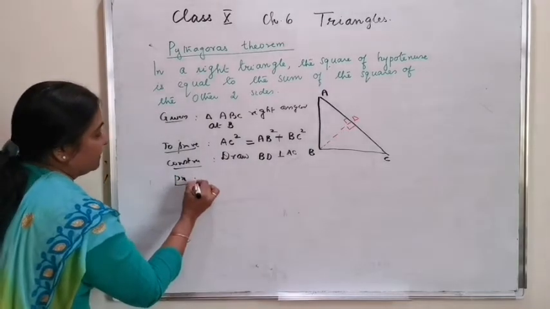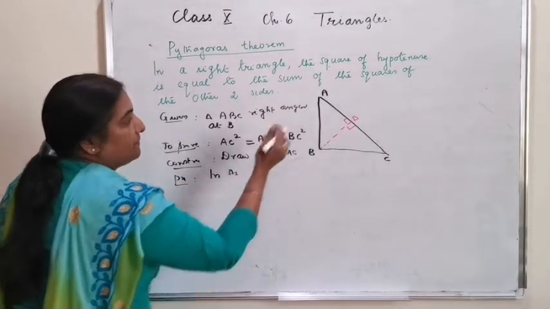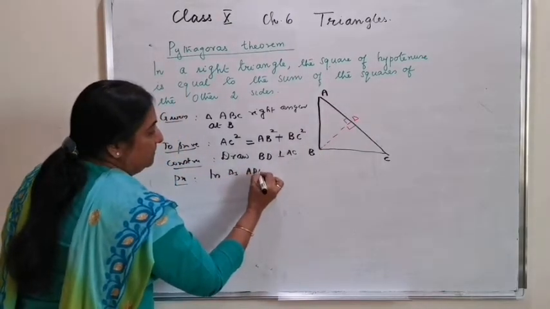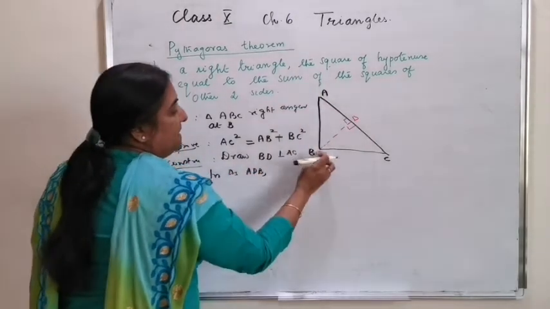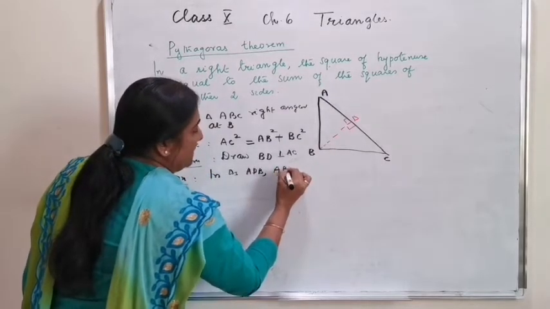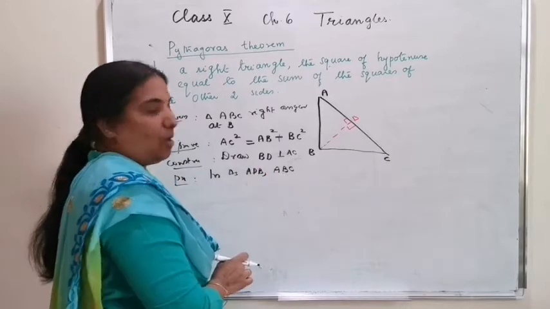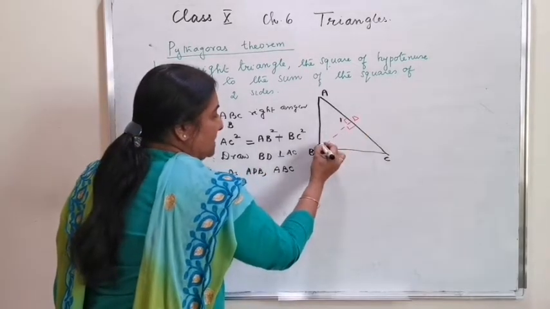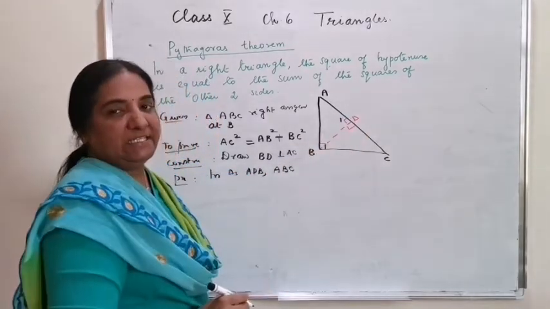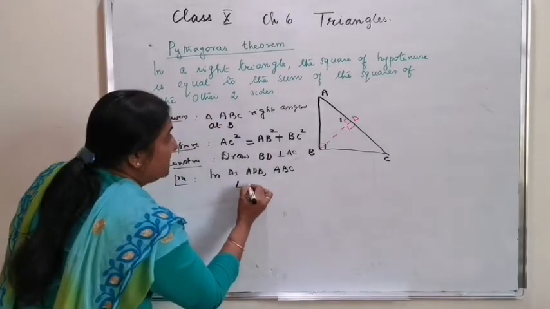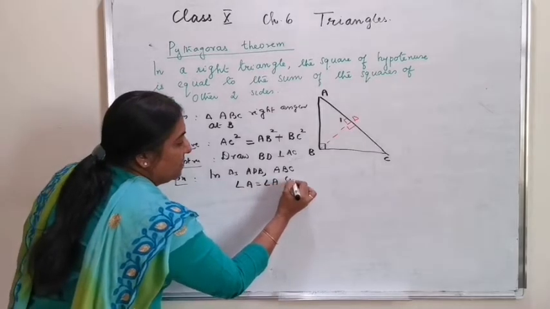Proof. In triangles ADB and ABC, the order, if you maintain like this, angle A is common and angle 1 is equal to angle B, 90 degrees, can be easily remembered. Angle A equal to angle A, common.